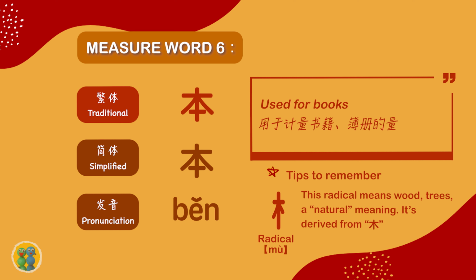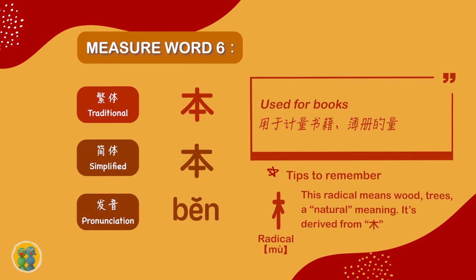本 is used for books, and there are tips to remember. You can see the radical mu. Here we see this radical again. This radical means wood, trees. It has a natural meaning, and it's derived from mu. And this is the radical that you should remember as well, because it's also very common. And you had better remember its compressed form. Mu's compressed form is below the star sign. That is the compressed form of mu.